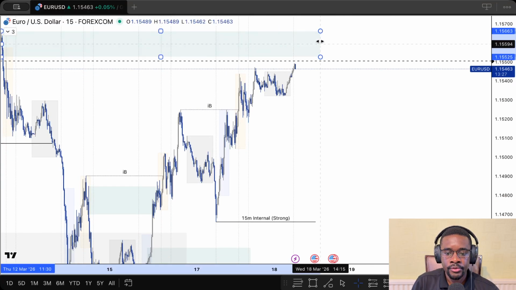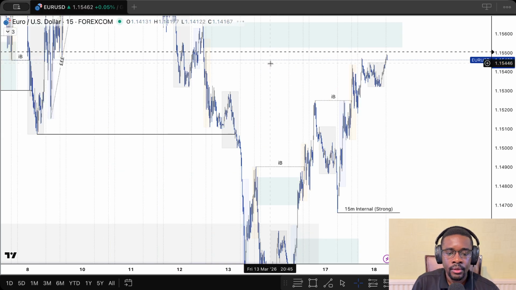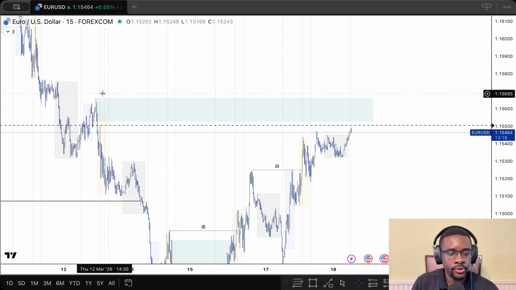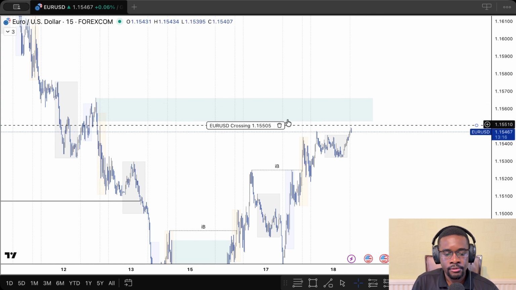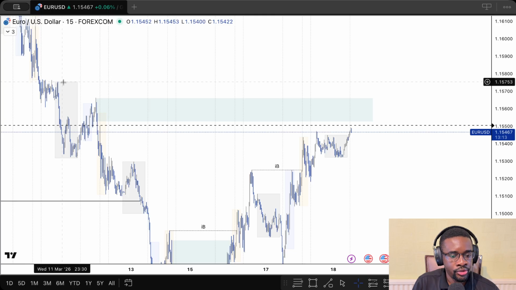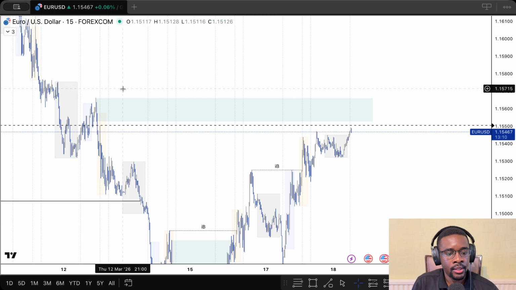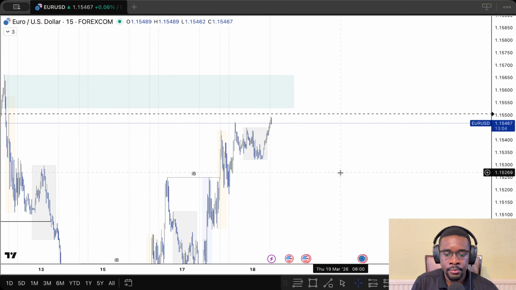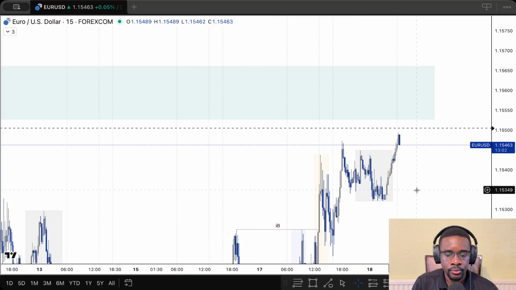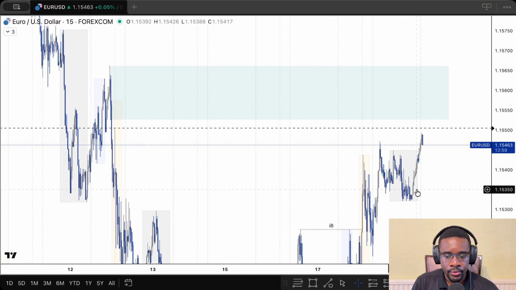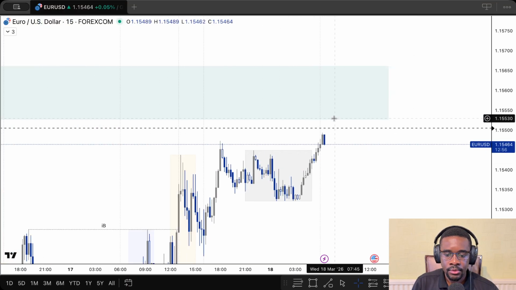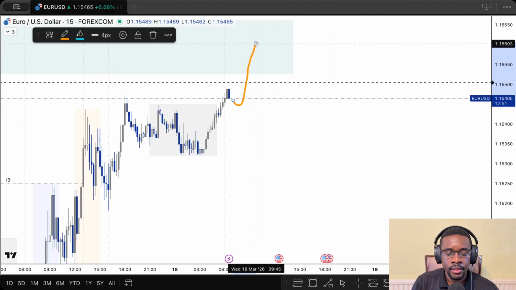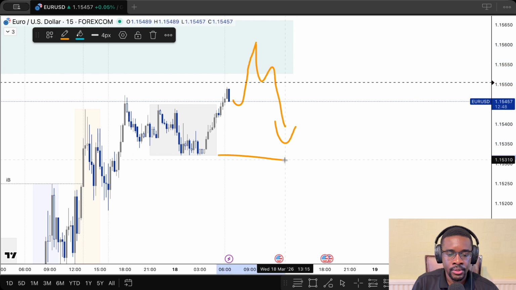We do have this area of supply at the top, which had a sweep of liquidity and then led to a break of structure. So it is a valid area of supply. However, we have Asia highs as well with trendline liquidity at the top. So we could see price come in, sweep these areas, mitigate this area, and then maybe have a reaction, maybe towards Asia low.